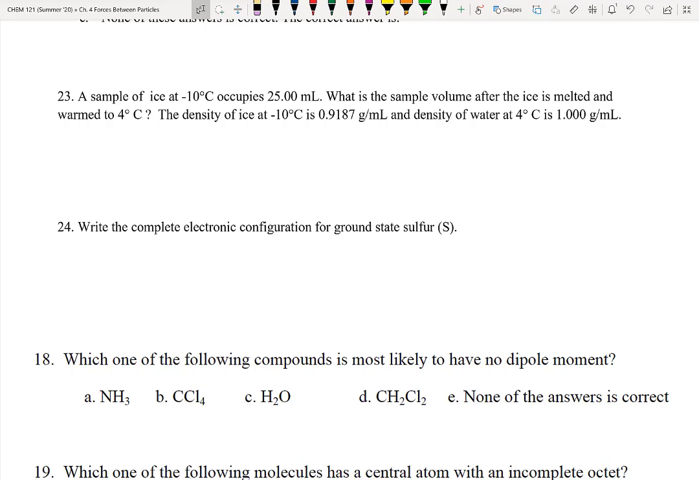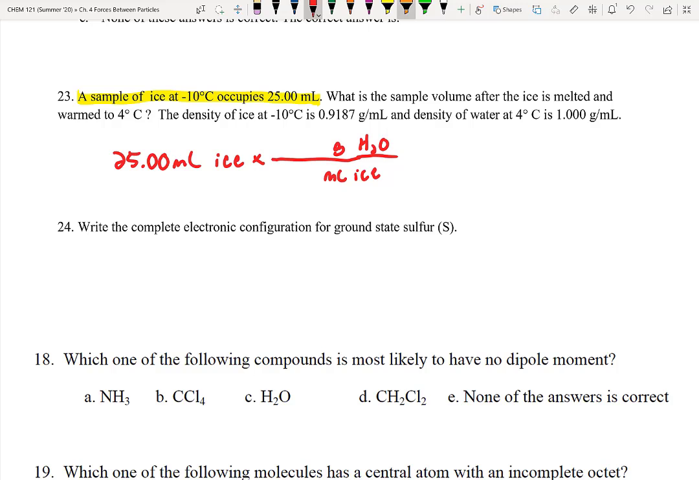So let's think about the sample of ice here. This is what we're starting with, and it says that it's 25.00 milliliters, right? Well, let's figure out what the mass would be, because the mass isn't going to change during the process of melting. So what I would do is try to cancel out milliliters of ice, and get to grams of water. How many grams of water are in 1 milliliter of ice?